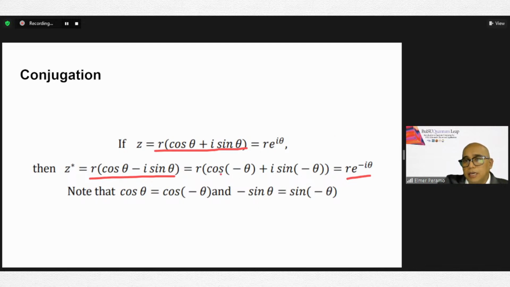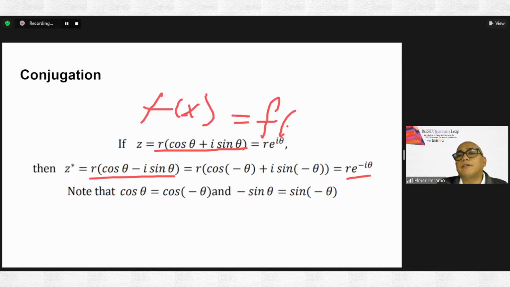As you can see here, remember that cosine theta is equal to cosine negative theta, since cosine is an even function. When you have an even function, even if you negate the argument, it's the same. For example, generally f(x) is equal to f(-x). That's the definition of an even function. Sine is not an even function. Sine is actually an odd function, since for an odd function, f(-x) is equal to -f(x).